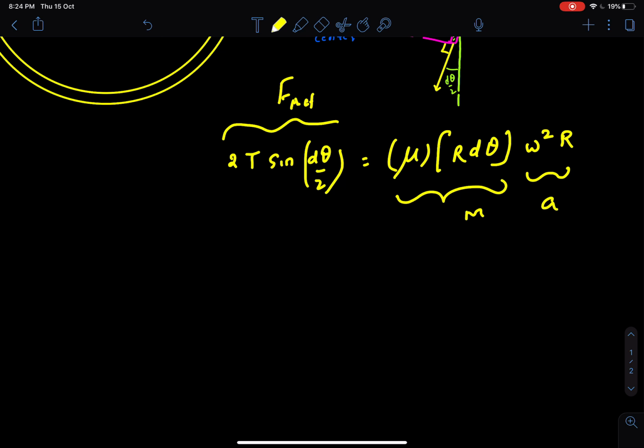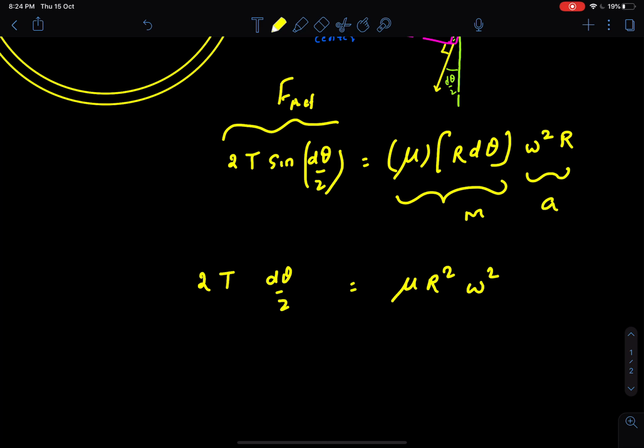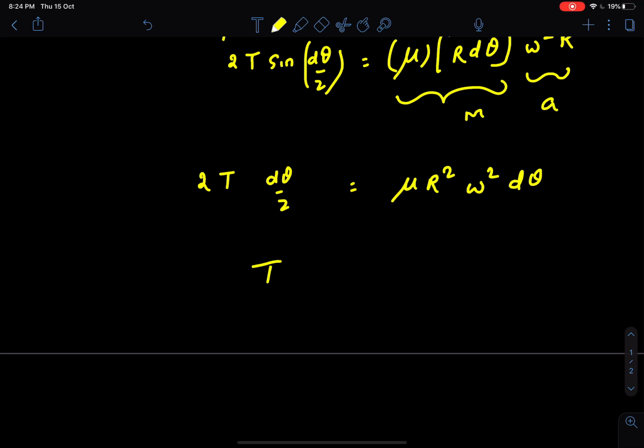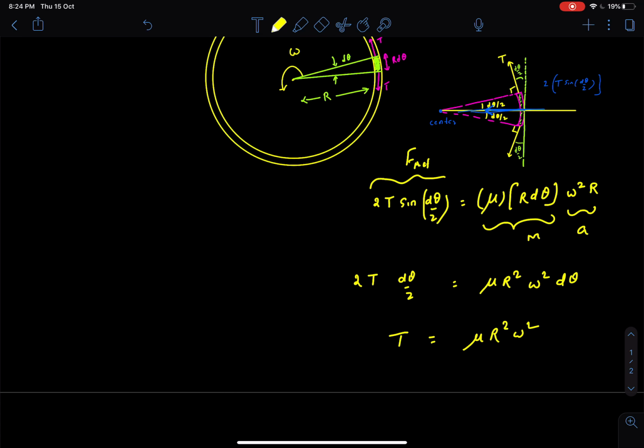And so from here we get, see, the thing is d theta is a very small angle tending to 0. So sine of d theta by 2 will be d theta by 2. So we can write 2T d theta by 2 is mu r square omega square d theta, or T, tension, is equal to mu r square omega square. So this is the tension which is maintained in this rope, which is forced to do rotational motion with angular velocity omega. Now that we know the tension, if we generate a pulse, that pulse will be traveling.